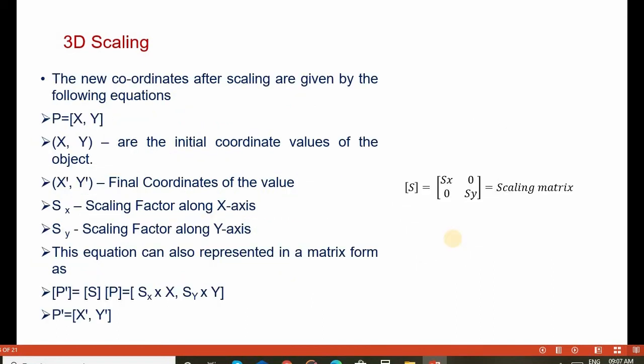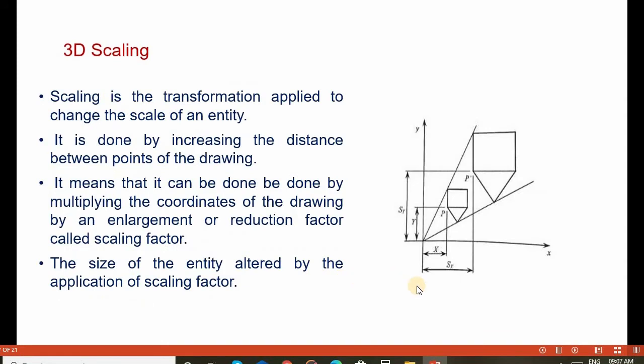How does the 3D scaling process take place? The new coordinates after scaling are given by the following equation. P is the original position with coordinates x, y, the initial coordinate values of the object. x dash and y dash are the final coordinates of the object. This figure shows that P has x and y coordinates, and after the enlargement, P dash has x dash and y dash coordinates.